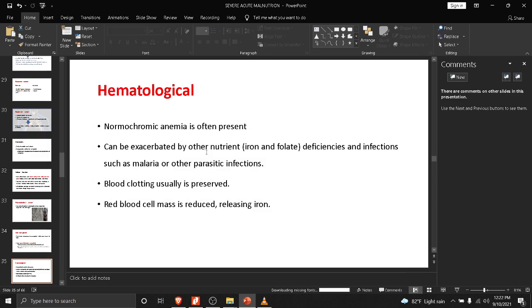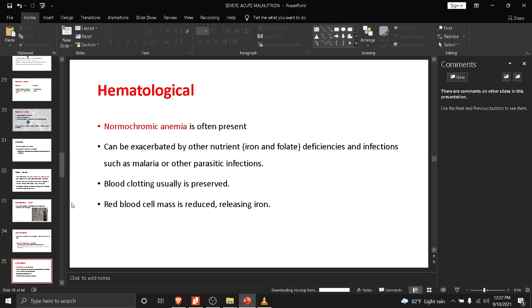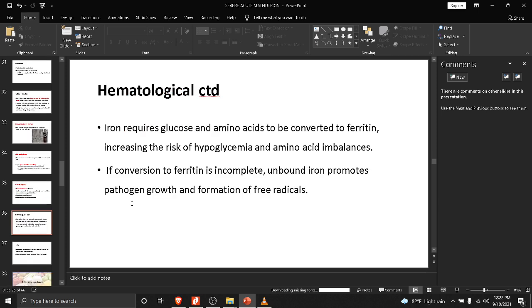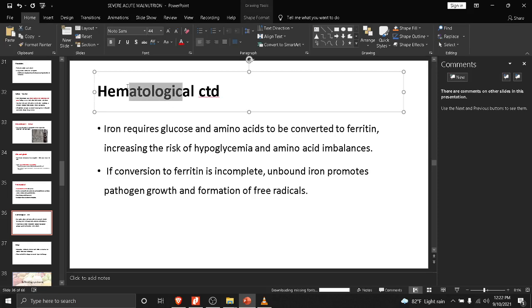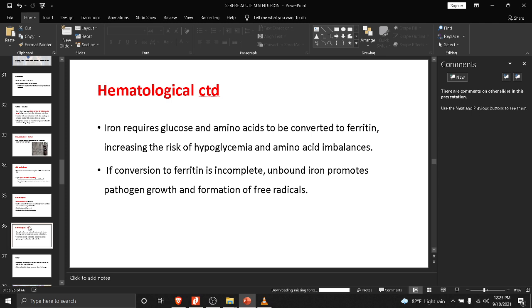to different blood pictures. And also the blood clotting is usually normal in these kids, as this is a chronic condition, but the liver's acute synthetic function is intact. And as protein is reduced, they cannot produce more red blood cells, so the red blood cell mass is reduced, but the iron content is the same because there is no proper way of excreting iron from the body. So this iron is accumulating.